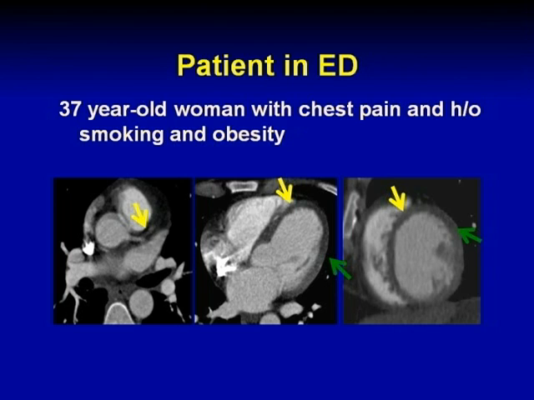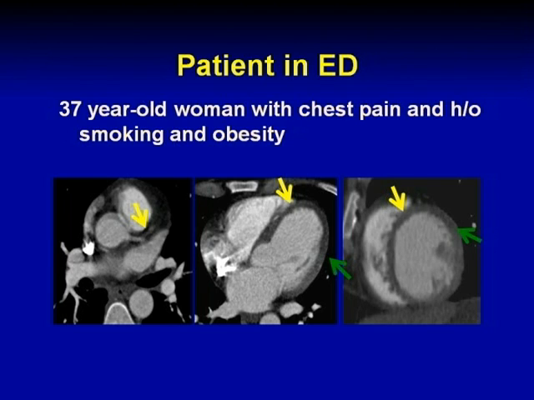Here's a patient who came to the emergency department, a 37-year-old woman with chest pain, history of smoking, and obesity. You can see on the axial image here that there was non-opacification of the proximal left anterior descending coronary artery on this non-gated study. But when you look at the myocardium, there's hypoperfusion of the septum, apex, and the lateral wall, which suddenly stops at that location. And on the 2-chamber short axis view, similar hypoperfusion is seen which has a sudden stop.